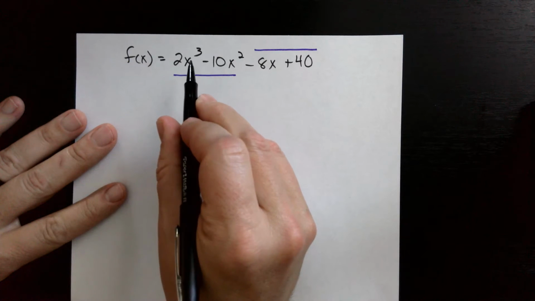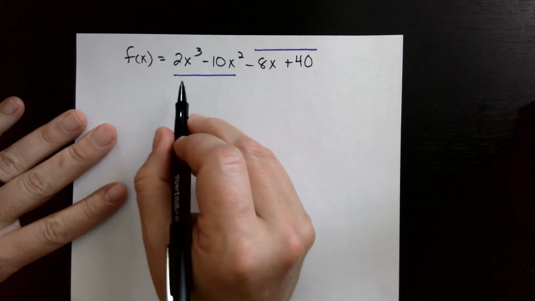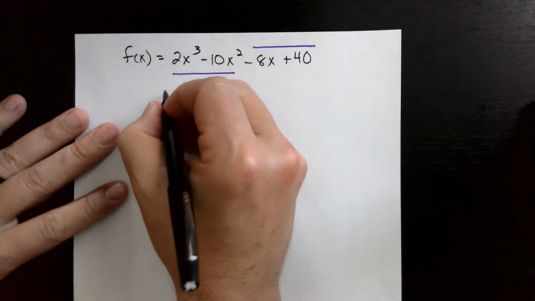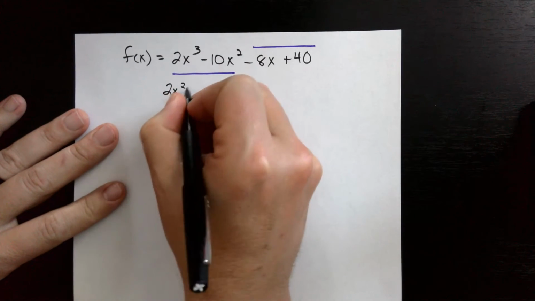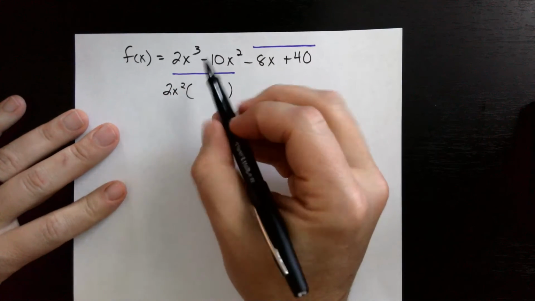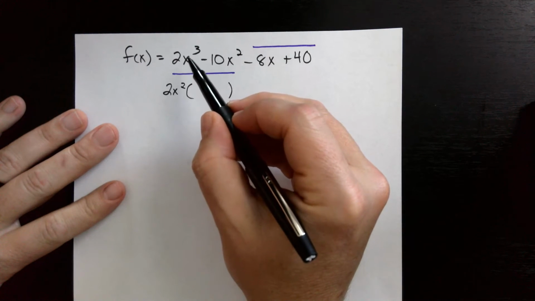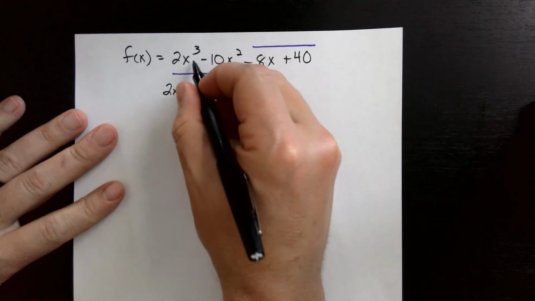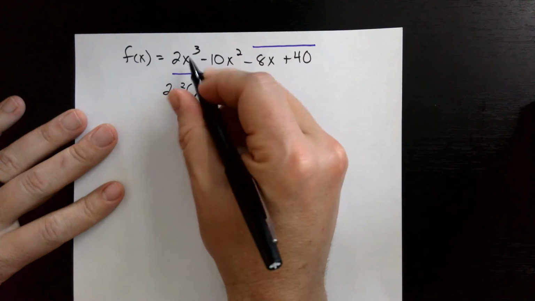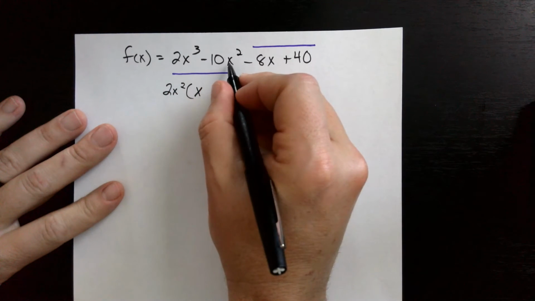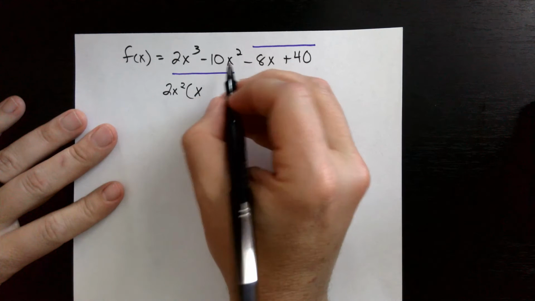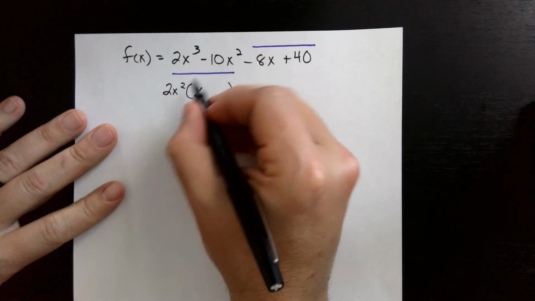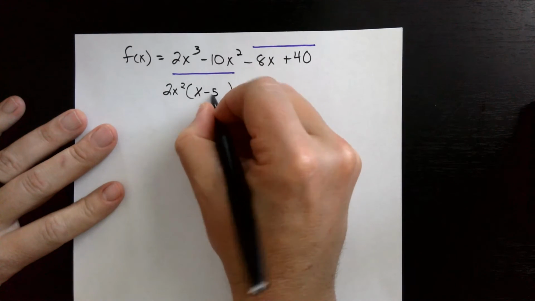And this one has an x cubed, this one has an x squared, so I should be able to take an x squared out of both. So I'll take a 2x squared out of both of those. What is left? If I factor out a 2x squared, the 2's gone and 2 of the x's are gone, so that just leaves an x there. So I'm dividing this by this. And if I divide negative 10x squared by 2x squared, the x squareds go away. Negative 10 divided by 2 is negative 5.